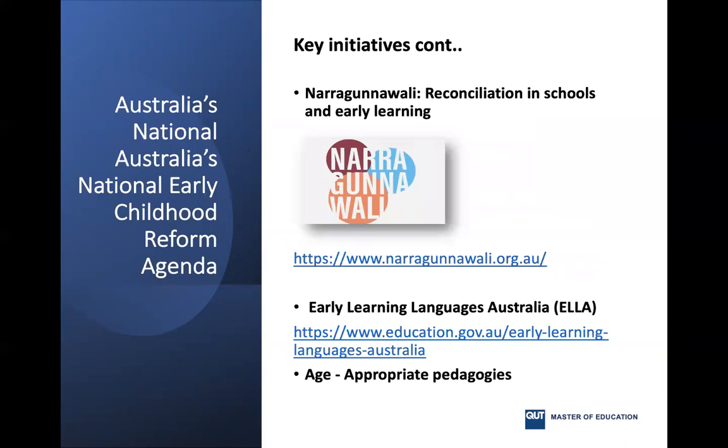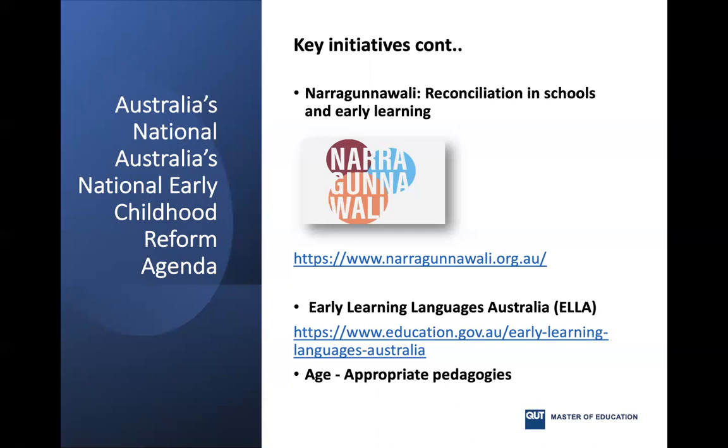So some further initiatives: the Narragansett Initiative, overseen by the independent body Reconciliation Australia. This supports schools and early learning services to develop environments that foster knowledge and pride in Aboriginal and Torres Strait Islander histories. It also focuses on cultures and the contributions from Indigenous Australians. The 2014 Ella program was aimed at making language learning more engaging. If you can believe, the government invested $27 million in this particular program. And of course, age-appropriate pedagogies.